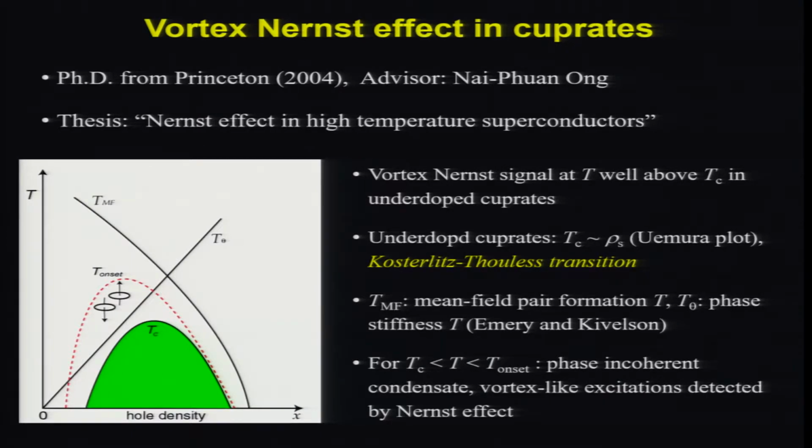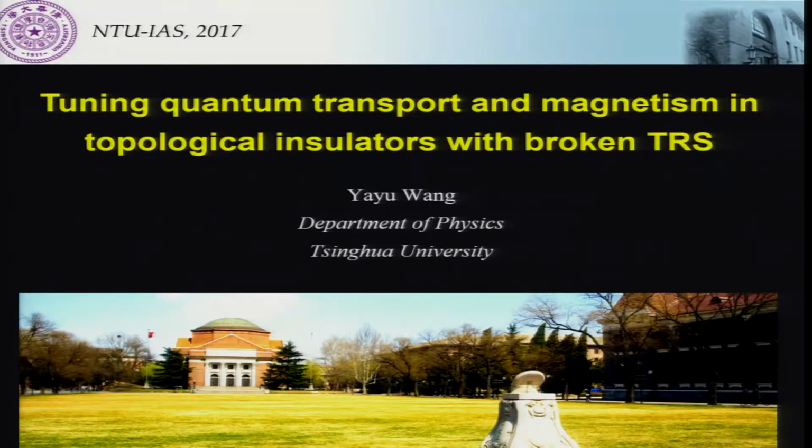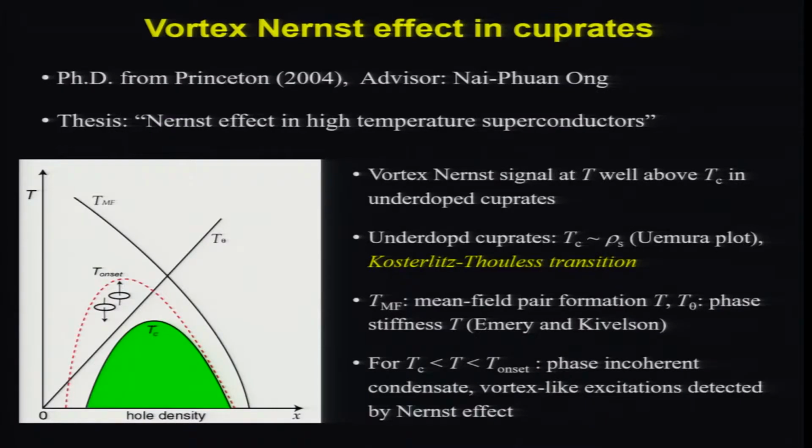We found in the anisotropic regime of the cuprates that there are vortices above Tc. The basic physics is that in the anisotropic regime, the superfluid density is so low, and the famous Uemura plot tells us the superconducting transition temperature is proportional to the superfluid density.